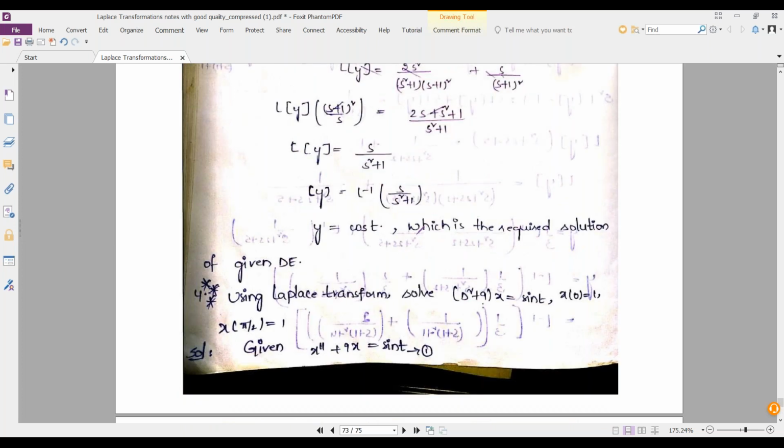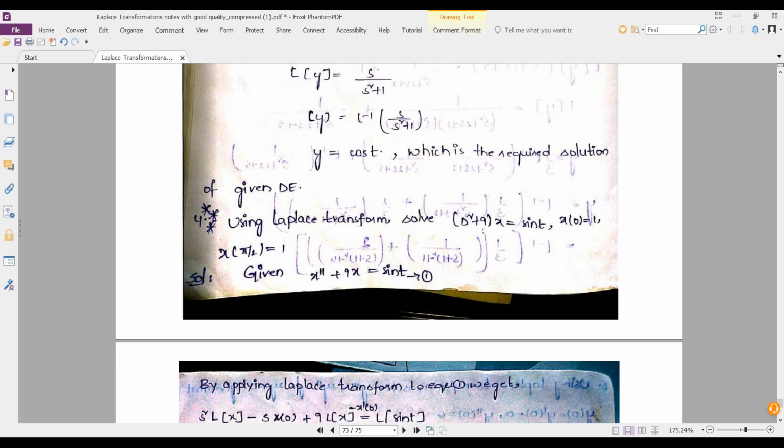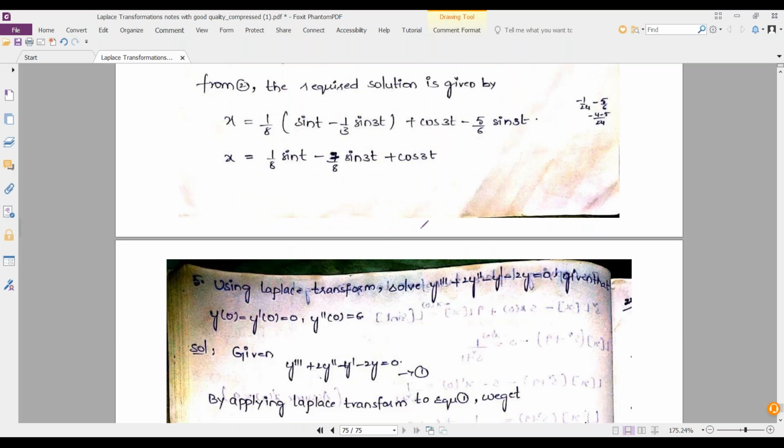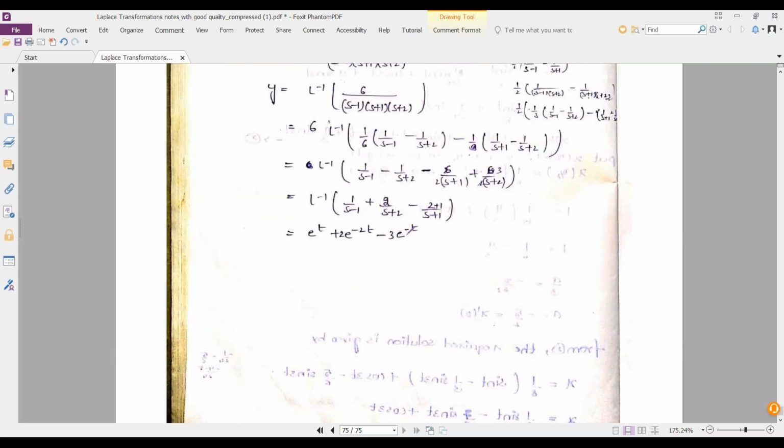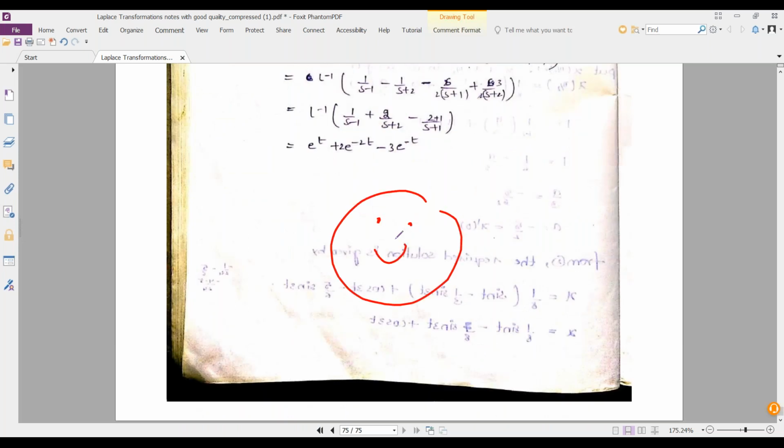Yeah, that's it. With this, my part is completed. Syllabus over. And about Laplace transform, today I'm going to share the document.